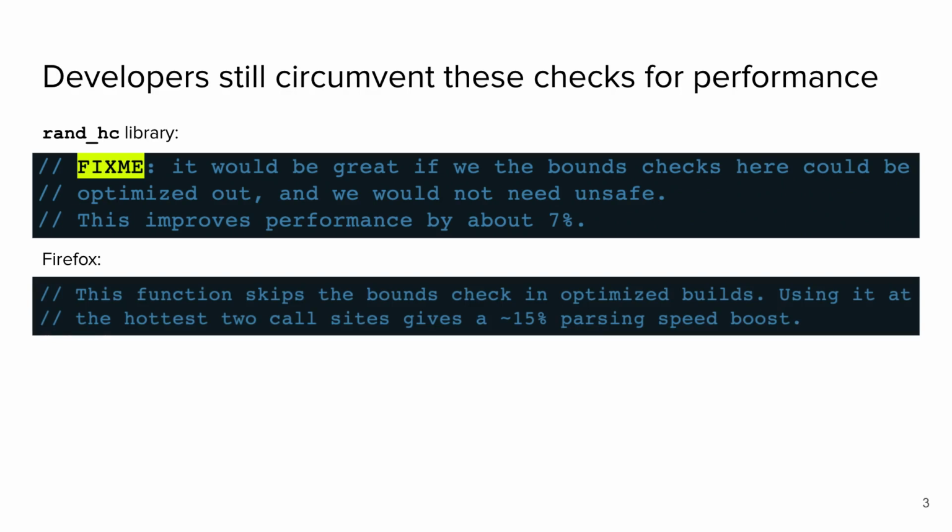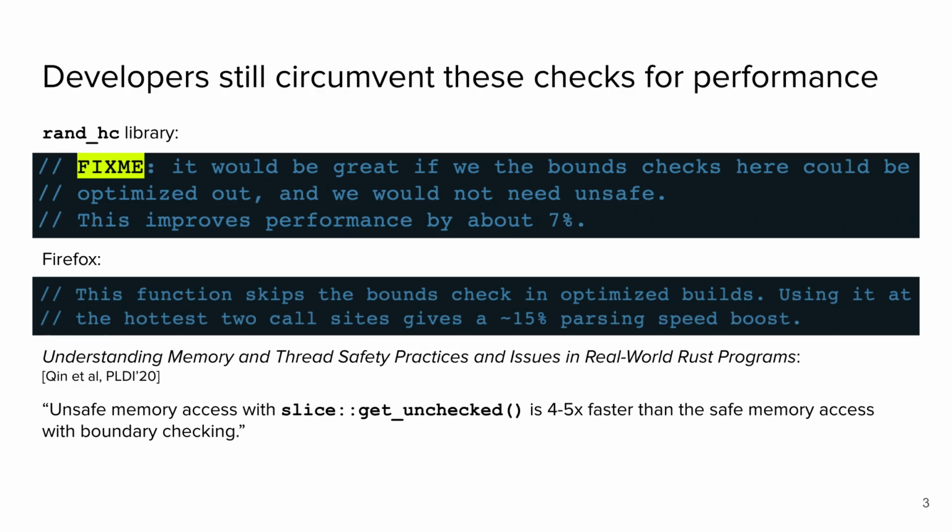In Firefox, we see another comment that says, "This function skips the bounds check in optimized builds. Using it at the hottest 2 call sites gives a 15% parsing speed boost." Yet, it's still an ongoing debate whether manually circumventing these checks actually improves performance. An example of this that we ran into ourselves is from a research paper published about a year ago, stating that unsafe memory accesses with get_unchecked are 4 to 5 times faster than safe memory accesses with bounds checking. We tried to reproduce this statement with the version of the Rust compiler that we were using at the time, and we were unable. We eventually isolated a version of the Rust compiler for which this statement was true, but this begs the question, when does circumventing safety for performance make sense?